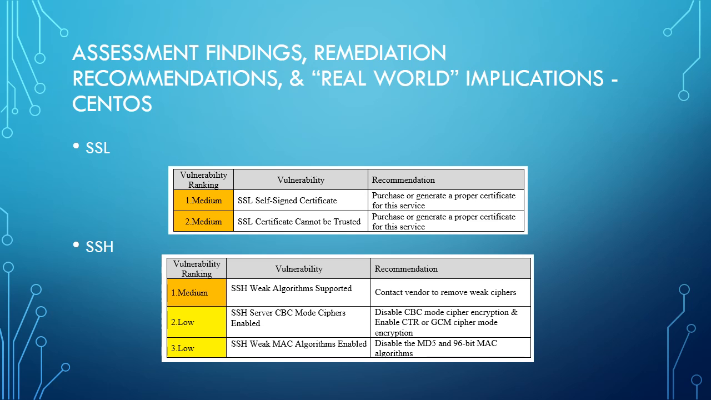So the assessment findings, remediation recommendations, and real-world applications. For the SSL, they were both medium vulnerability rankings, both pertaining to the SSL self-sign certificate. The Nessus scanner did not recognize the self-sign certificate. And the recommendation is to purchase or generate a proper certificate.